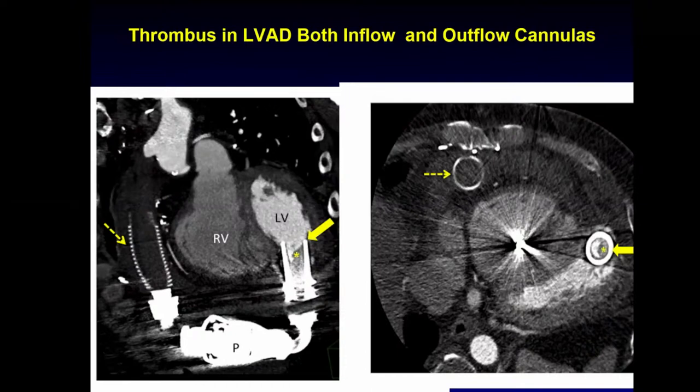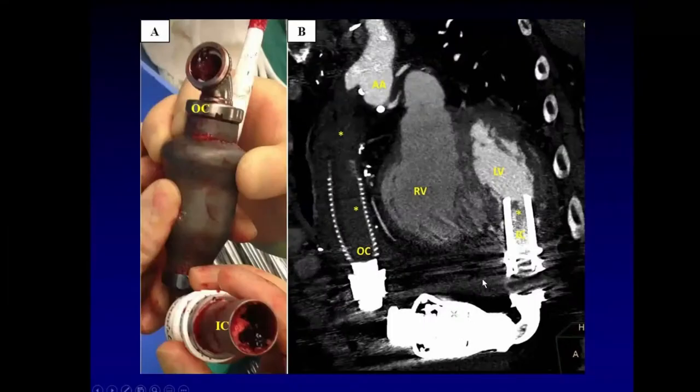So thrombus, we really don't see this as often anymore with the newer device. I do not recall any cases of thrombosis of the inflow or outflow cannula with the HeartMate 3, like in this case that's documented with explant. However, there are a couple of cases we've seen recently, we're learning more and more, and you can see this kind of strand-like hypoattenuating material floating inside the outflow cannula.